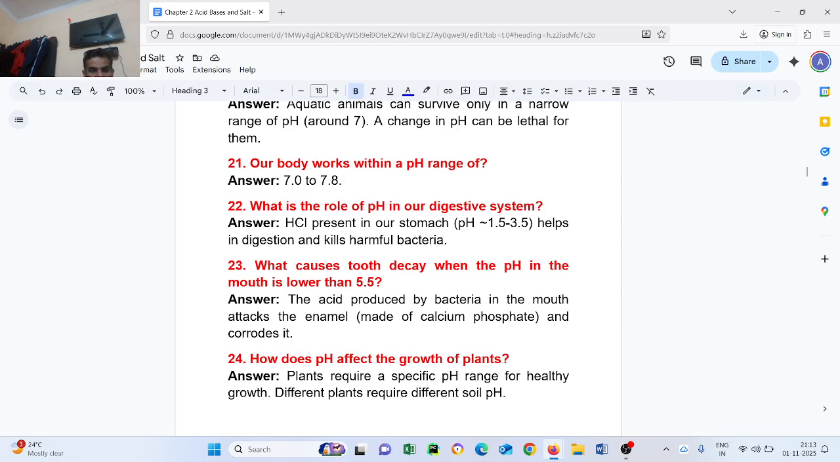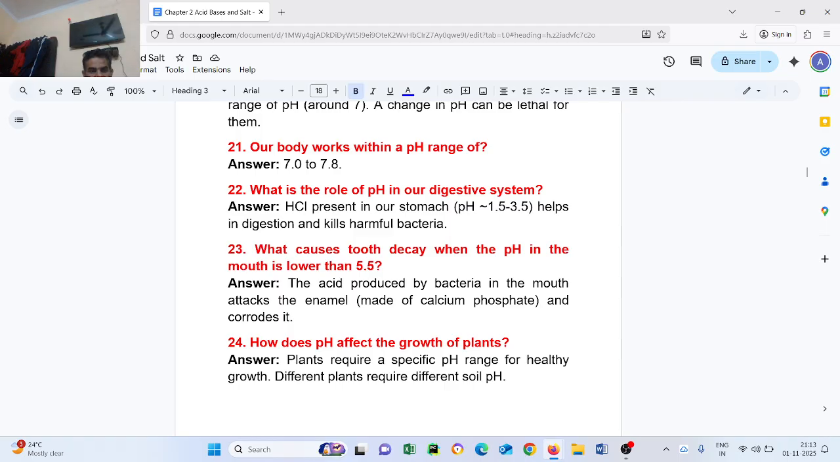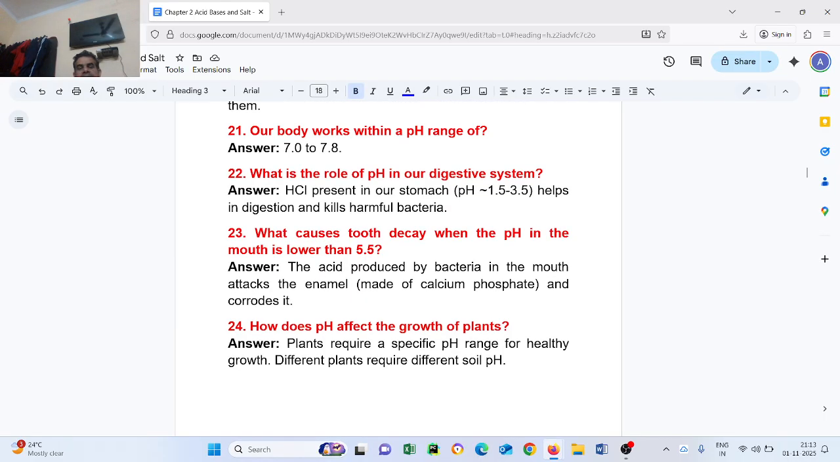Question number 24. How does pH affect the growth of plants? Plants require a specific pH range for healthy growth. Different plants require different soil pH.